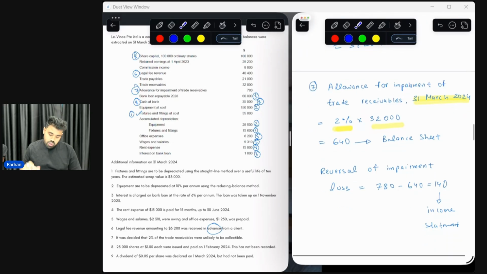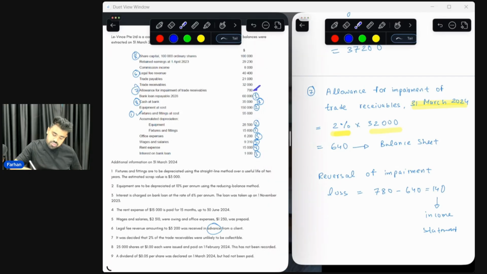Okay, now we have got a reversal of impairment loss, or you can also call this a decrease in the allowance for impairment of trade receivables. And when you scan through the list that is given to us, you will see that the allowance for impairment of trade receivables is $780. This is referring to the allowance that we have carried forward from the previous year. And based on our business analysis, we understand that this year it is going to be 640, which means it has gone down from 780 to 640, and therefore the difference is 140. It's a good thing for us given that it has decreased by $140.